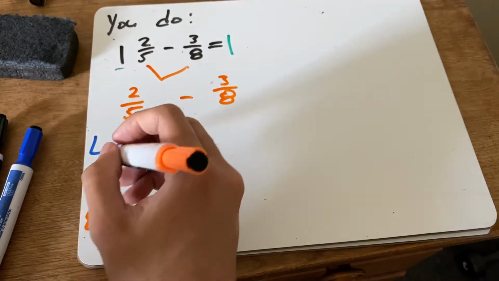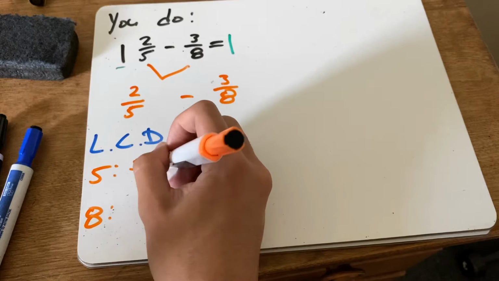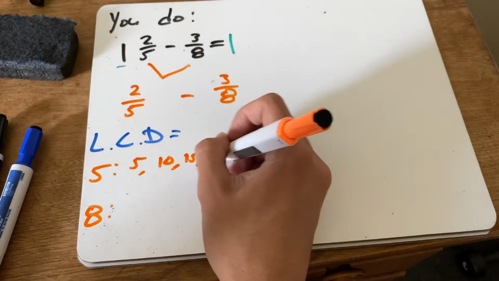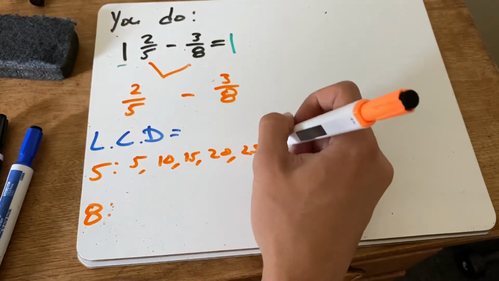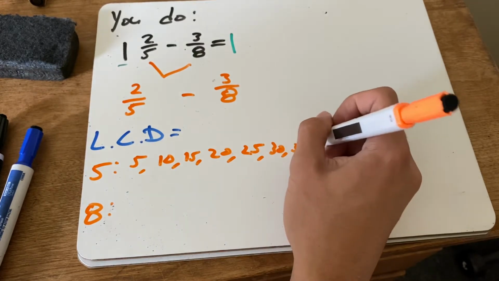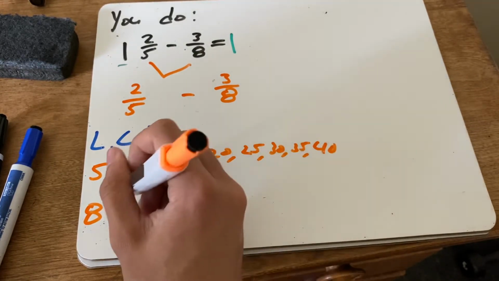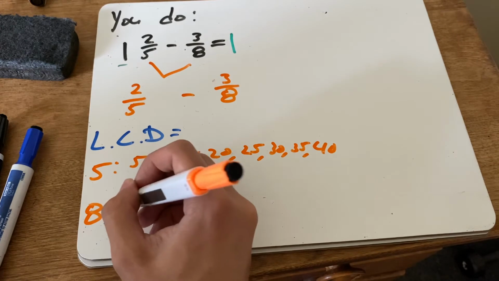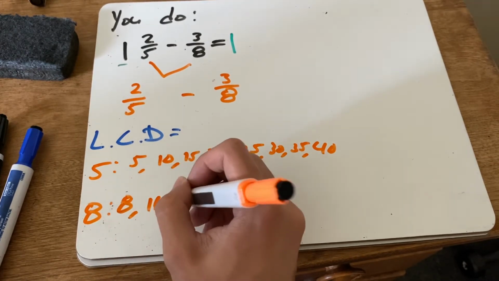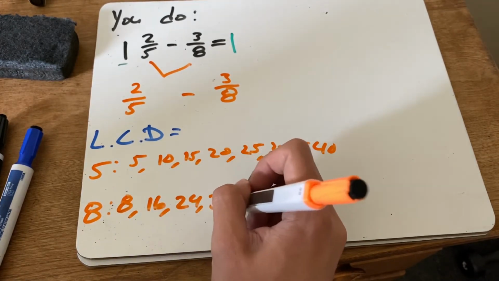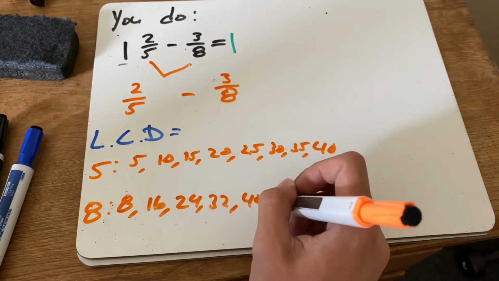All right, so let's go ahead and count by 5s. 5, 10, 15, 20, 25, 30, 35, 40, and we'll stop right there. Next up to 8. 8, 16, 24, 32, 40, 48.